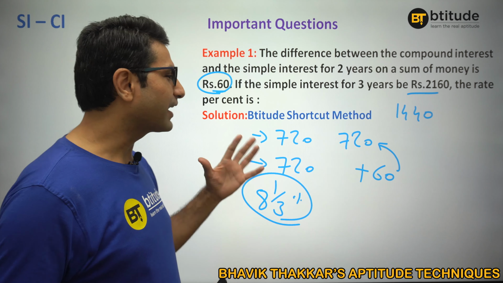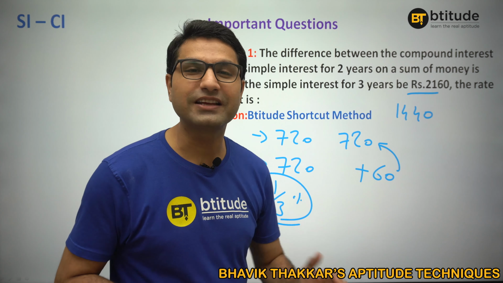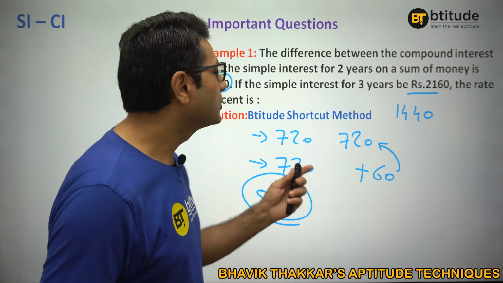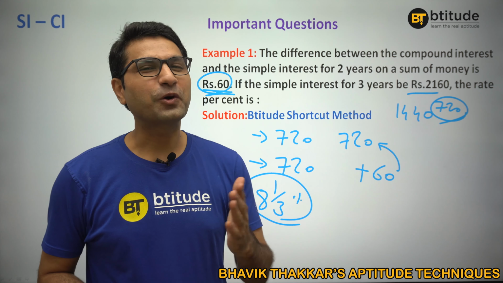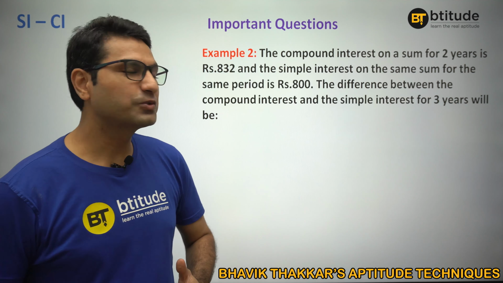Fine. So again, try to understand. I explained you each and everything, but in exam, you would simply think, okay, every year it has to be 720, and if you are getting this 60 more in the second year, that has to be interest on interest. That means 60 on 720 is nothing but 1 by 12, 8 1/3%. That's about it. Fine. That is all you can do. Let's move to the second question.